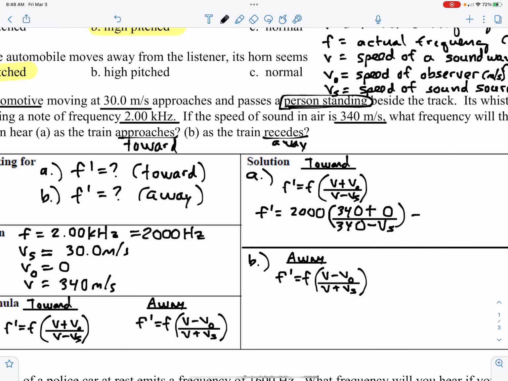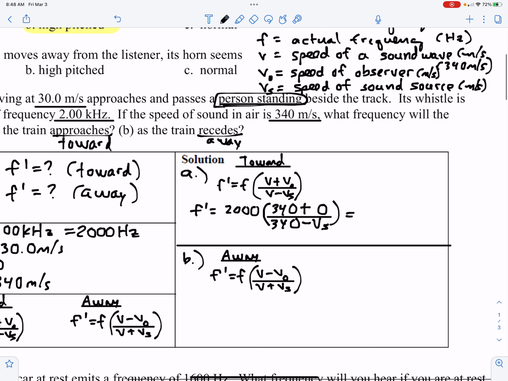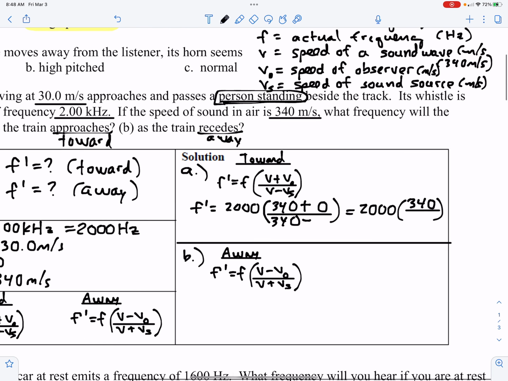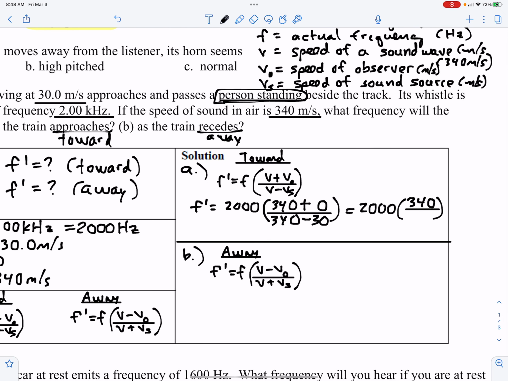Okay, now at this point, what we have is 2,000, and on top, 340 plus 0 is 340. On bottom, 340, I'm sorry, I forgot to plug in what VS is. VS was the 30 meters per second. And on the bottom, we have 340 minus 30, which is 310.